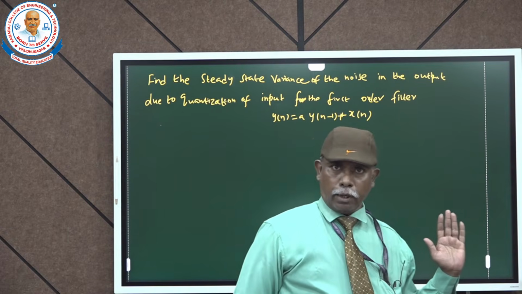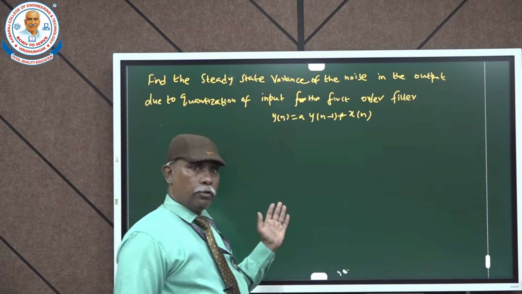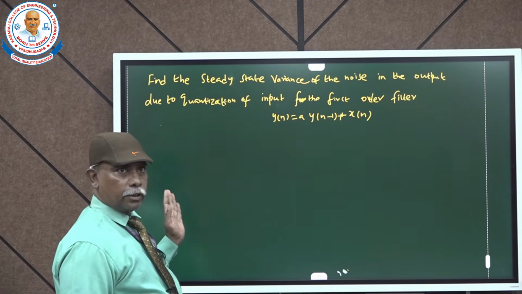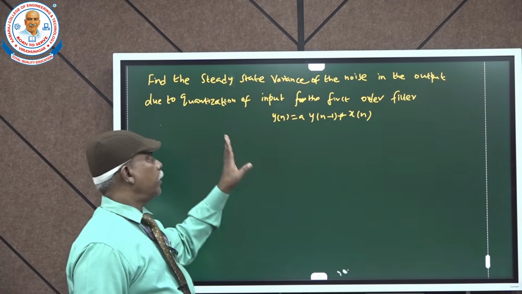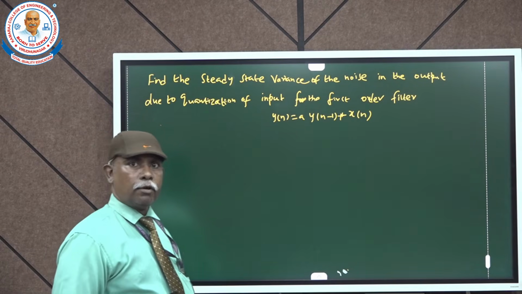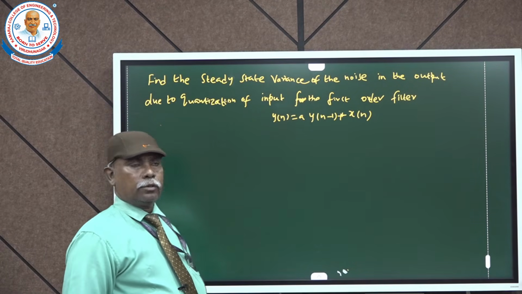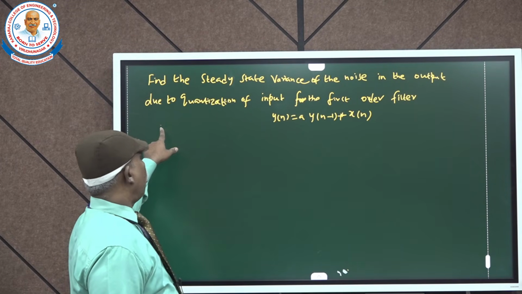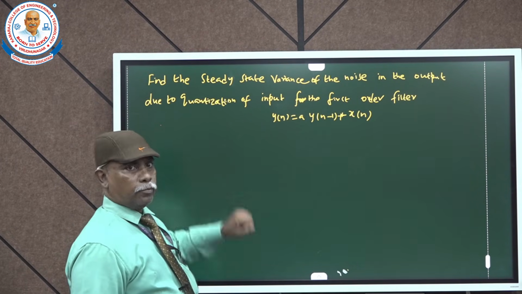The problem is available on the board. Please read the problem one or two times, then only you will understand what they asked. So, find the steady state output variance. Steady state variance means the output noise power they asked. So, the steady state noise variance in the output due to the quantization of input.